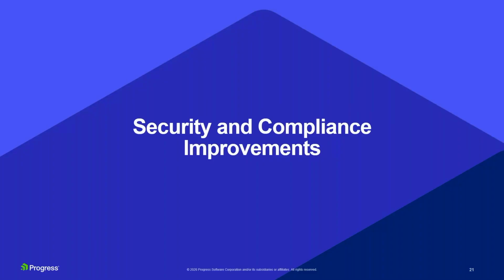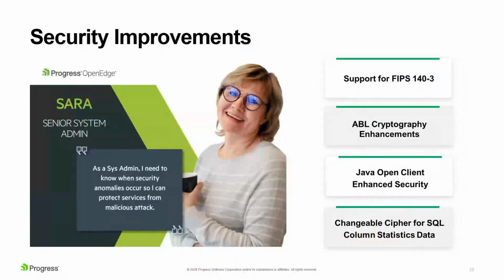In the last section, we'll cover the security and compliance improvements that were made in OpenEdge 13. For system admins like Sarah, OpenEdge 13 delivers stronger security capabilities that matter to most of our customers. The key security improvements include support for FIPS 140-3, enhanced ABL cryptography, improved Java Open Client security, and stronger encryption options for the SQL column statistics data.